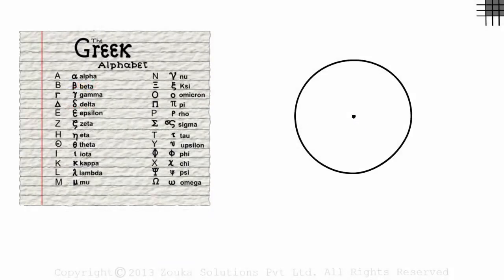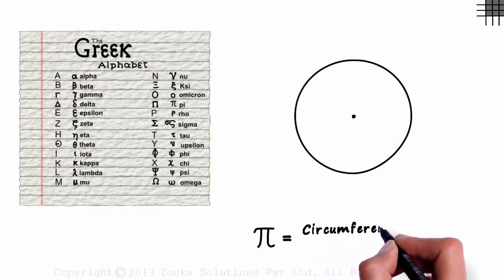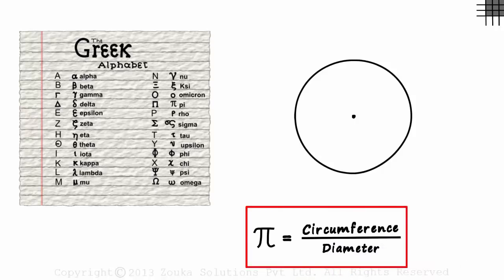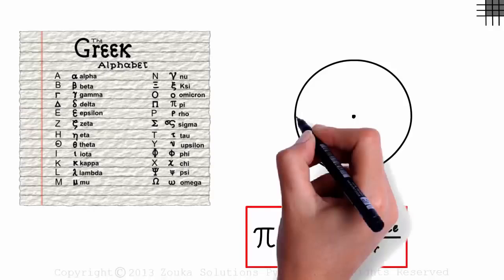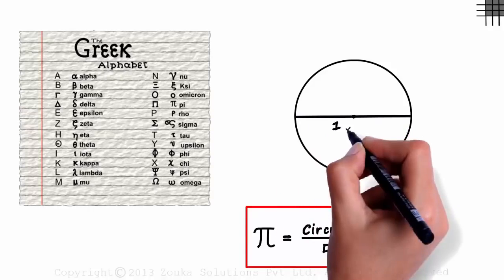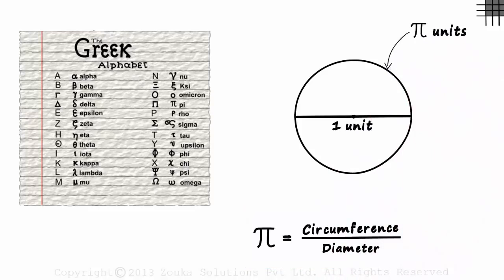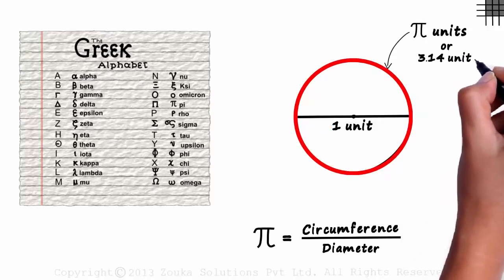Anyway, don't forget the important point. Pi is the circumference of the circle divided by its diameter. So it is the ratio of the circumference to the diameter. Based on the formula, if the diameter of the circle is 1 unit, then its circumference will be pi units. If we have a circle like this with diameter equal to 1 unit, then the length of this boundary will be pi or approximately 3.14 units.